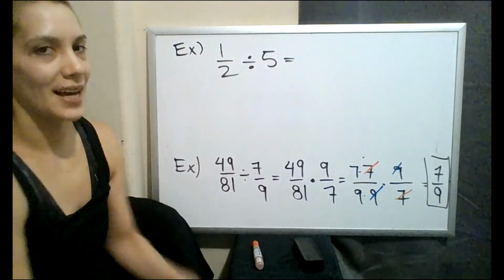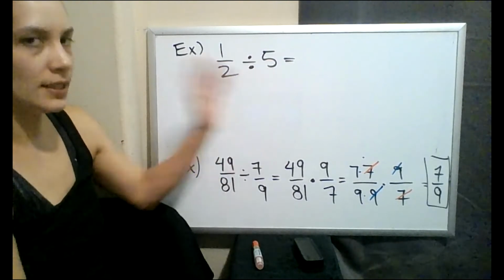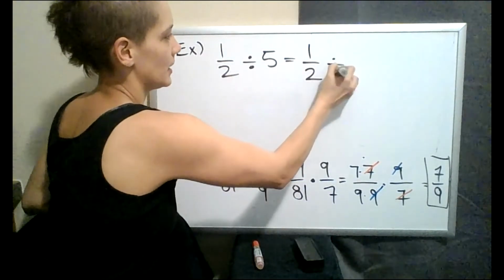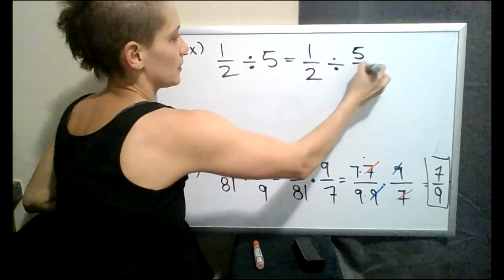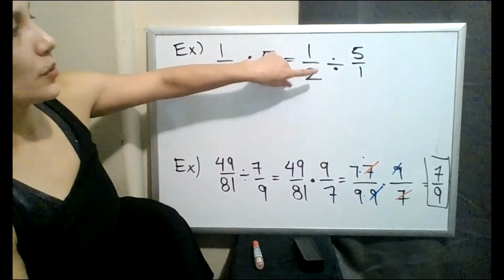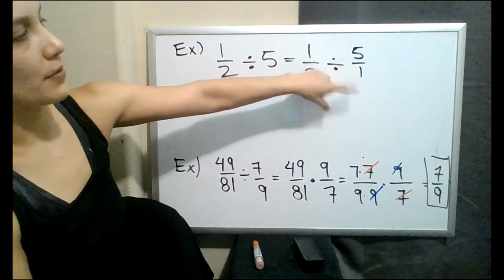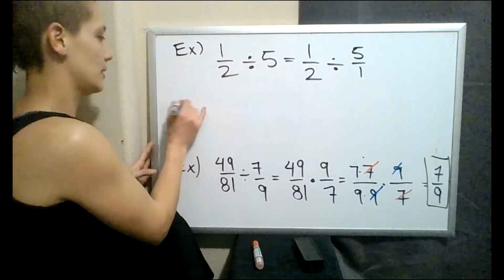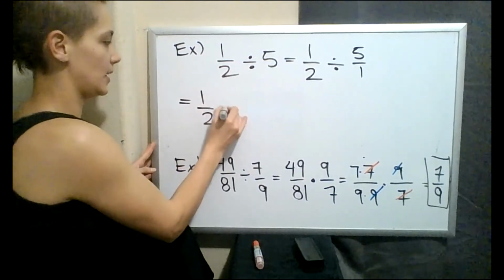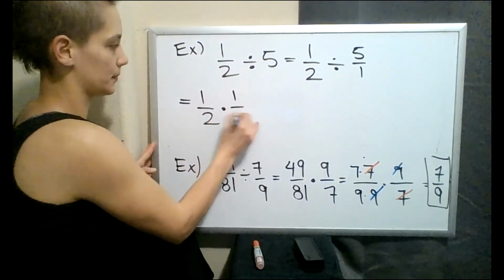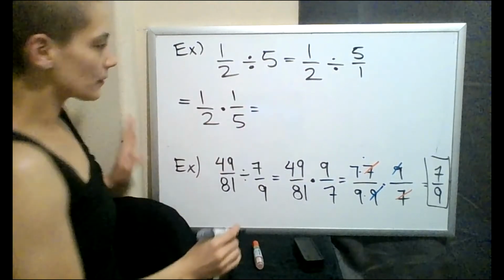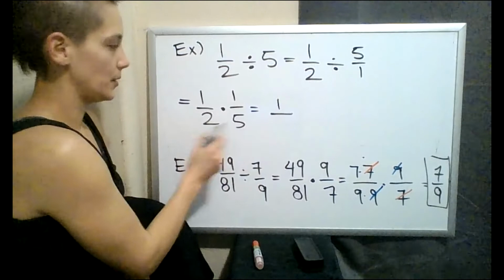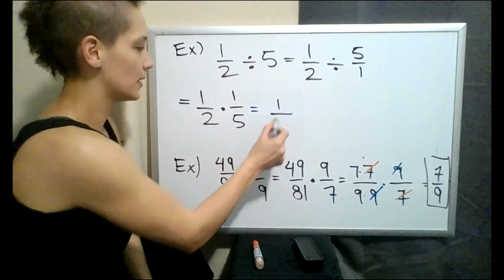So again, I would put 5/1. It helps read the problem and know kind of where things need to be. So when I find the reciprocal, I will have a 1/5. So 1/2 times 1/5. 1 times 1 is 1. 2 times 5 is 10.